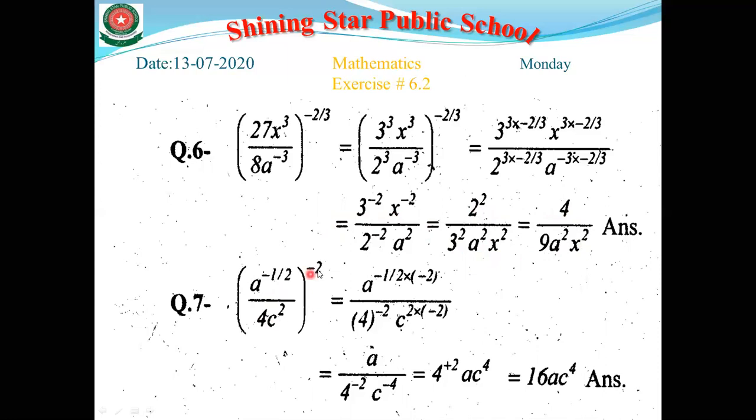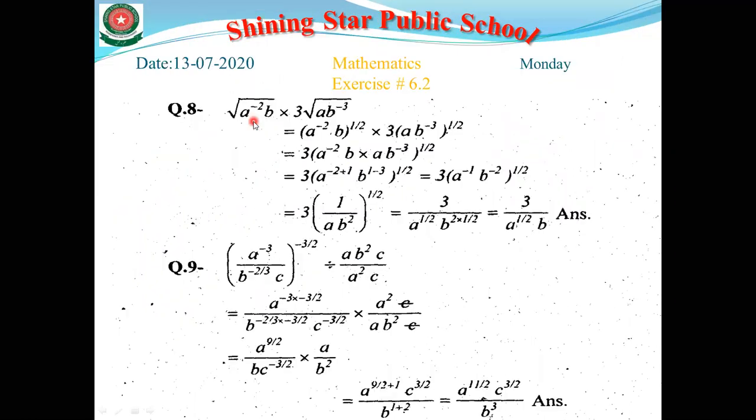Question number 7, we have to multiply 2 within the bracket. So 2 cancel, minus minus plus, 4 power minus 2, 2 4 plus minus minus. Now we take 4 from the denominator to the numerator, it becomes plus 2 and c power 4. 4 square is 16, 16 a c power 4.